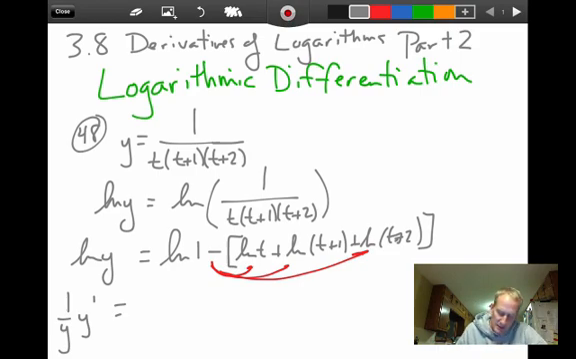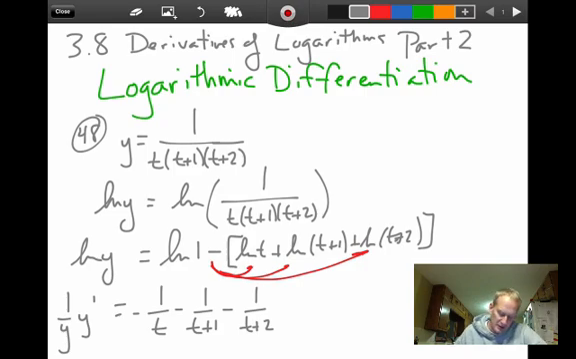And then the rest of this, the derivative of natural log of t would be 1 over t, and that's going to be negative because of the negative sign. The derivative of natural log of t plus 1 would be 1 over t plus 1, and then the negative. Each one of these is times the derivative of the inside part of that, the u. And the derivative of t plus 1 is 1 again. And then the derivative of natural log of t plus 2 would be 1 over t plus 2, times 1 again with the negative out in front.